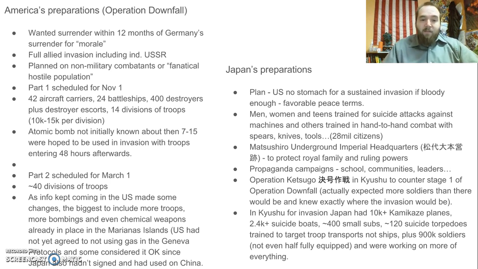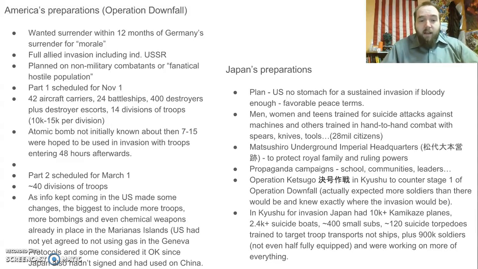What they had set aside for this November 1st invasion: 42 aircraft carriers, 24 battleships, 400 destroyers, additional escort ships for the destroyers, and 14 divisions of troops. You do the math there, that's at least 140,000 troops minimum going in. When they first made this plan, they didn't know about the atomic bombs. This was kept a huge secret. I think the vice president wasn't even aware of it till after Roosevelt died and he became president.